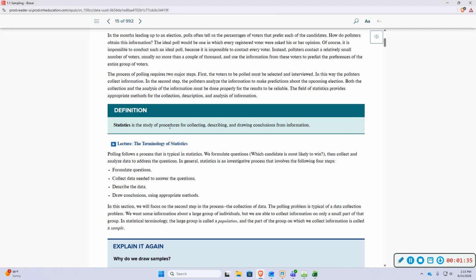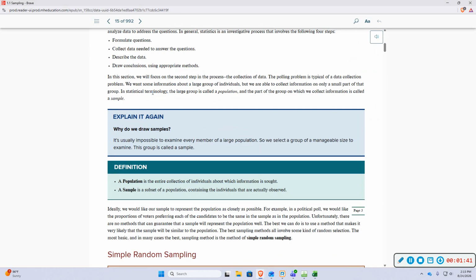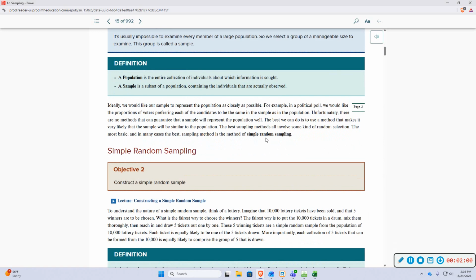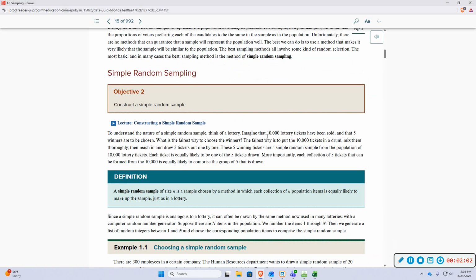Study procedures for collecting, describing, drawing conclusions from information. And to give you some example here, we have definition for population and sample. Population, an entire collection of individuals about which information is sought. And then we have a sample, which is a subset of the population containing individuals we observe. So then it tells you what a simple random sample is.